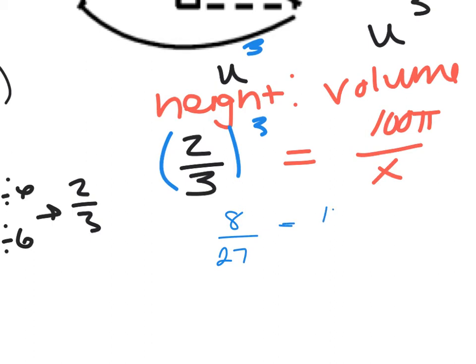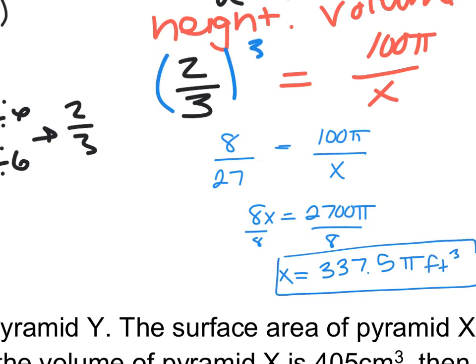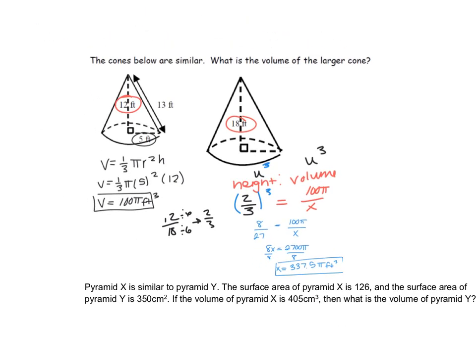And then I get 100 pi over x. I cross multiply and I get 8x equals 2700 pi. And then I divide both sides by 8. So the volume of the larger cone is going to be 337.5 pi feet cubed. And that's how you find the volume of the larger cone.